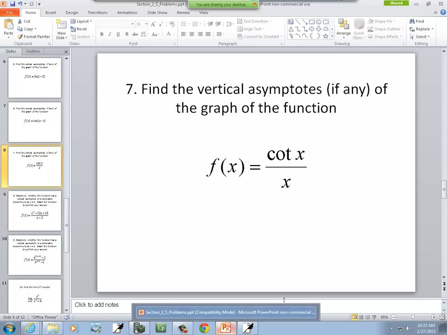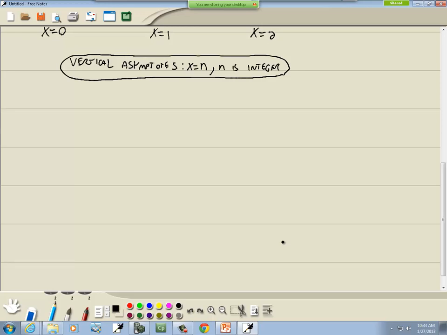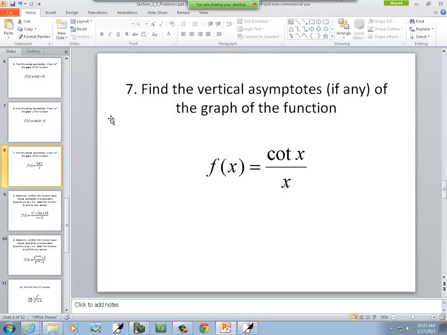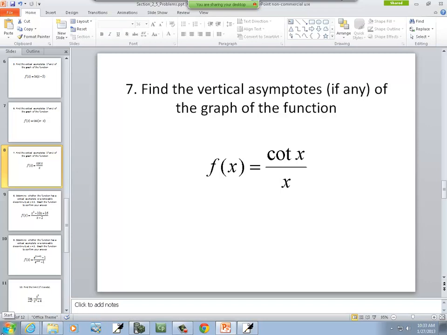Now this next one. It's got a trig one, but it's also got an x downstairs. So we've got f of x is equal to cotangent x over x. And same instructions, we want to find the vertical asymptote.